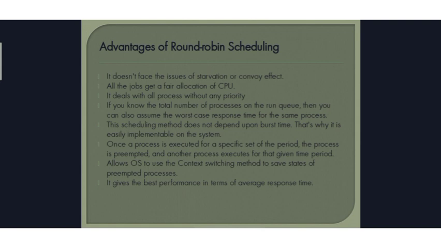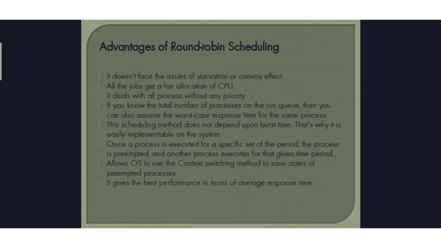The scheduling method does not depend upon burst time. That's why it is easily implementable on the system. It gives everyone an equal time slice and it gets divided so that the working is done. I'll explain this later in the slide. Once a process is executed for a specific set period, the process is preempted and another process executes for that given time period. Just like I explained, once the time slice is over, it goes to the end of the queue and the next task is performed.